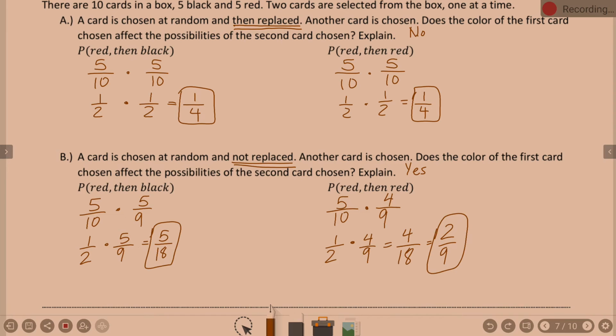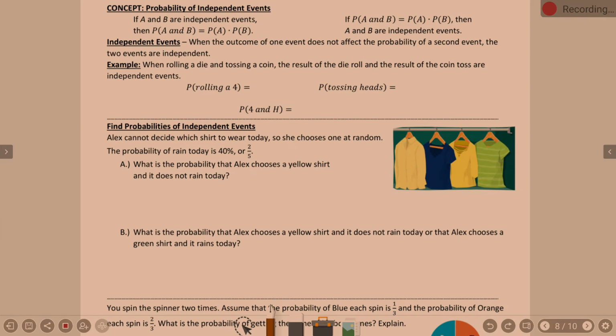The top of the back page really just kind of talks about what we ended up doing here. My original plan was not actually to find these probabilities, but we did. That's all right. The idea, if you have two independent events, you're finding those two probabilities, and you are multiplying them, which is what we just did on that page. Independent events: when the outcome of one event does not affect the probability of a second event, the two events are independent. Not sure we really need this example here, but still good basic probability review.